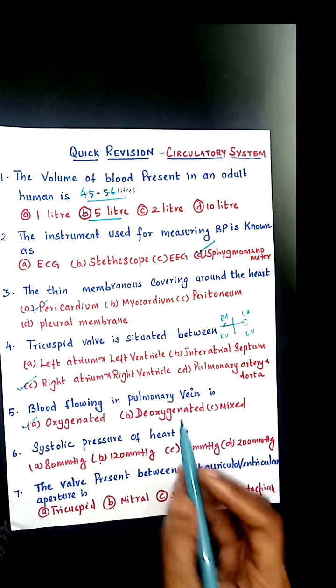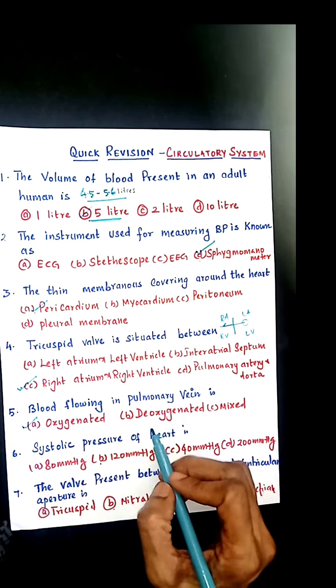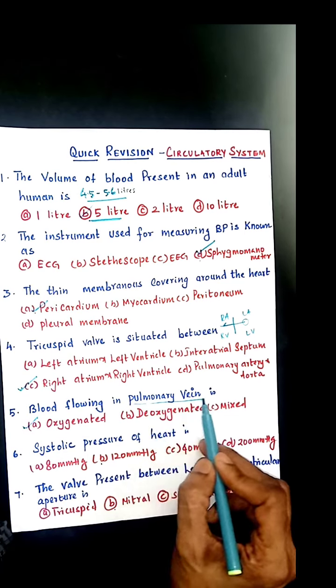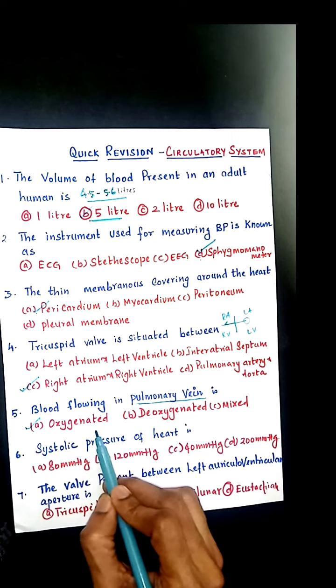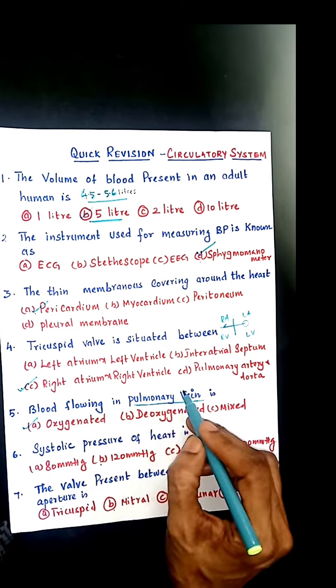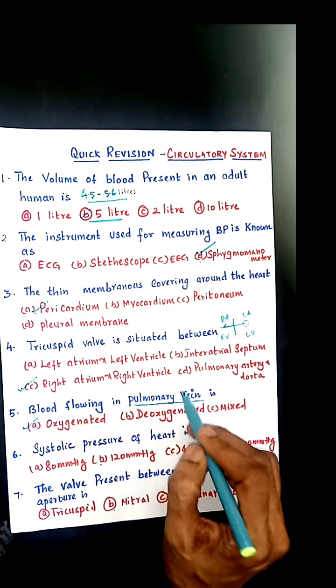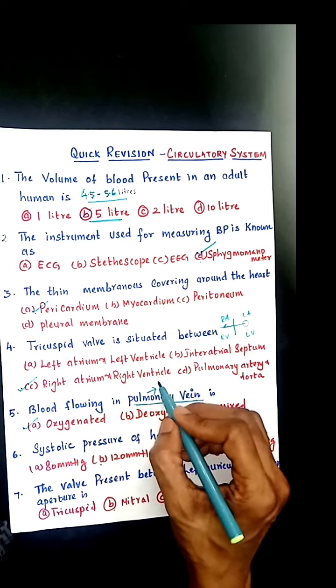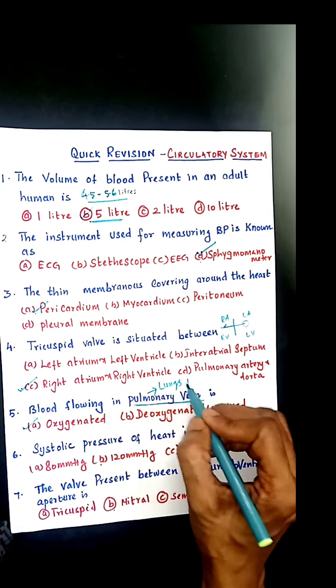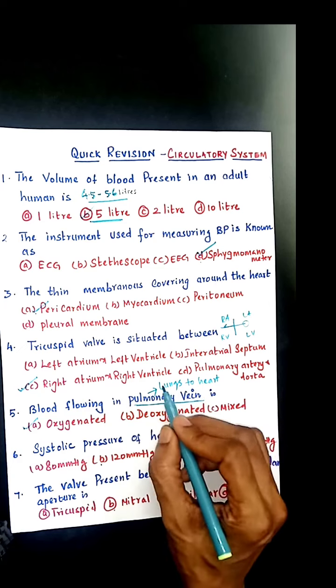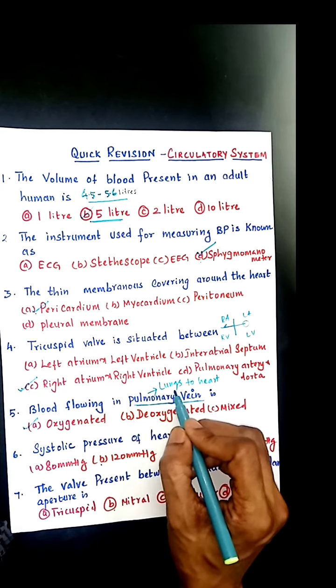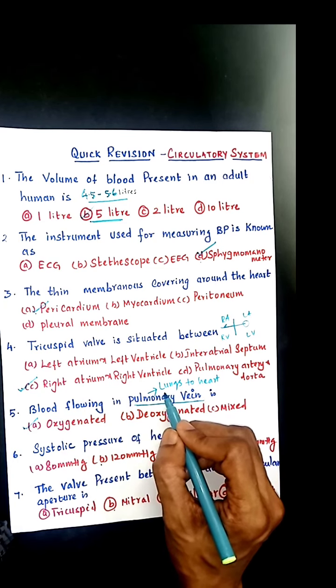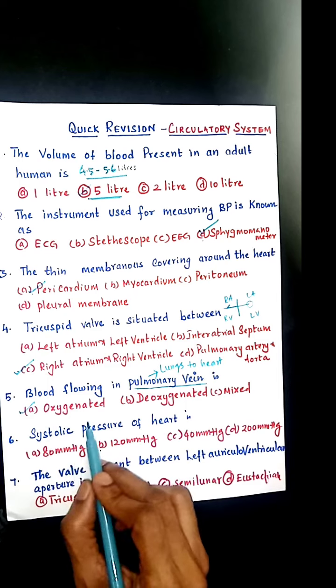Blood flowing in the pulmonary vein is: oxygenated, deoxygenated, or mixed. It is oxygenated. All the veins of the body carry deoxygenated blood except the pulmonary vein. This is an exception which carries oxygenated blood because the pulmonary vein carries blood from the lungs to the heart. So what happens in the lung? There is gaseous exchange. The blood is purified, with more oxygen content. Pulmonary vein carries oxygenated blood.